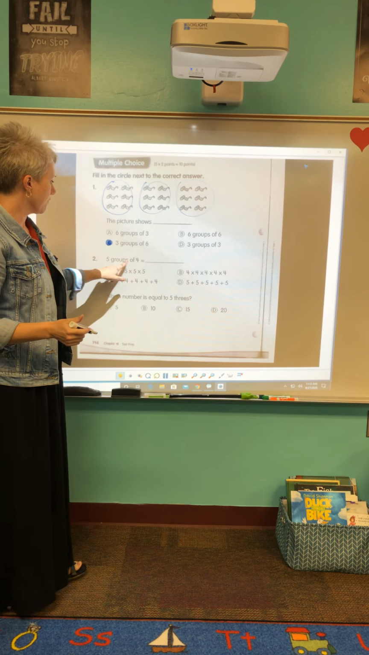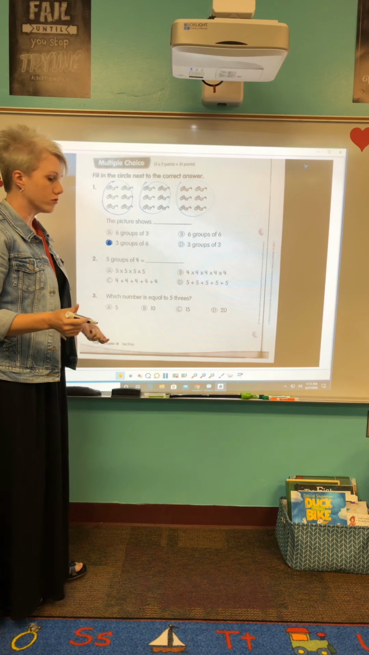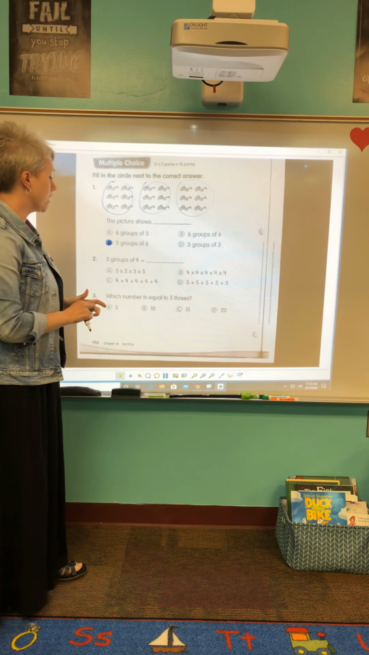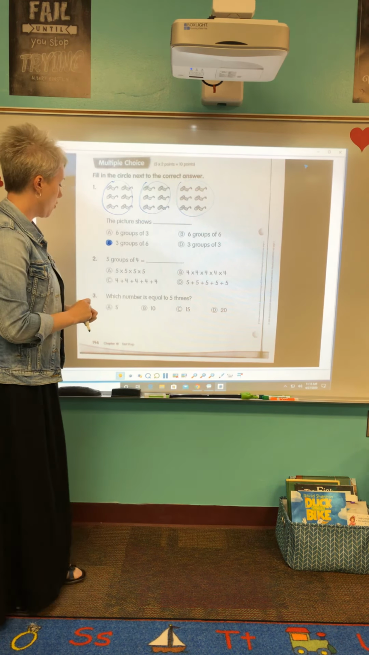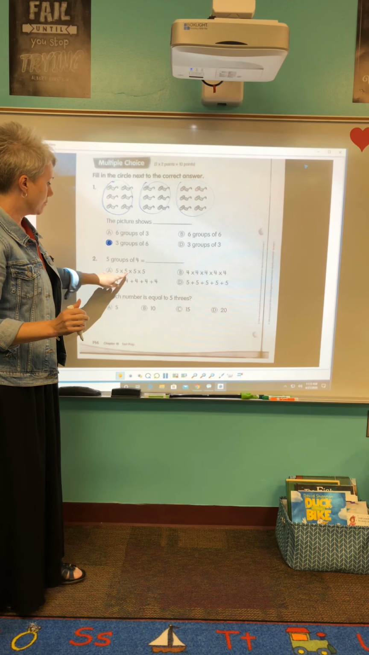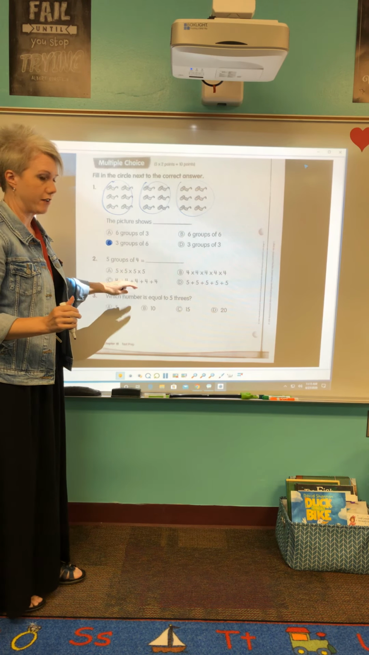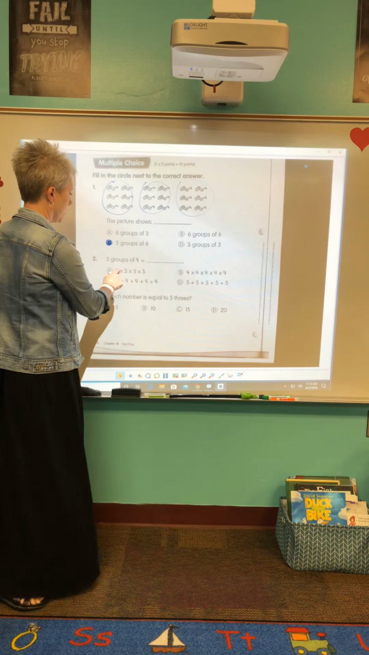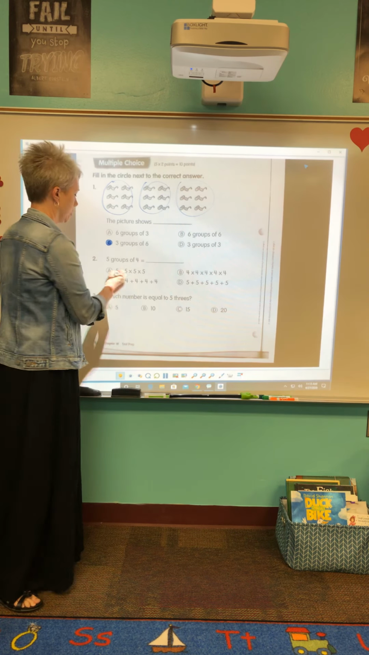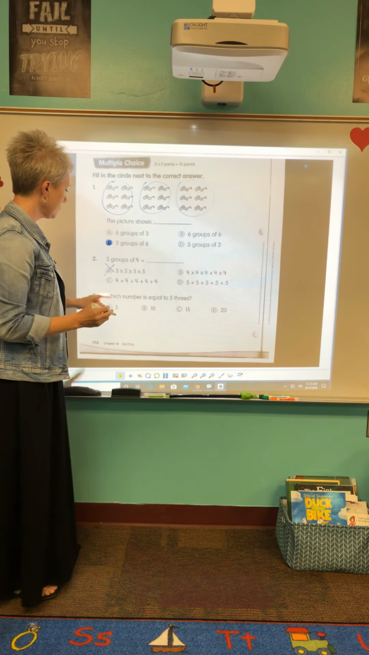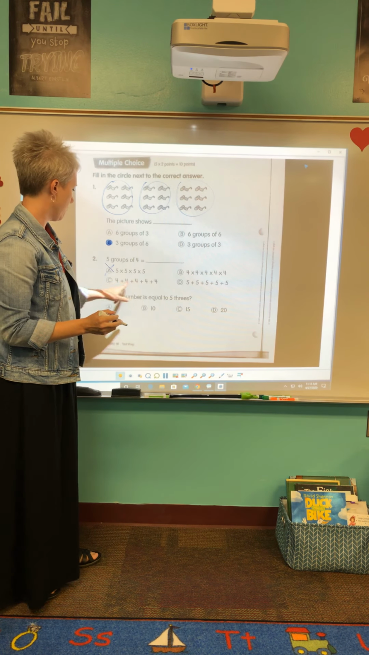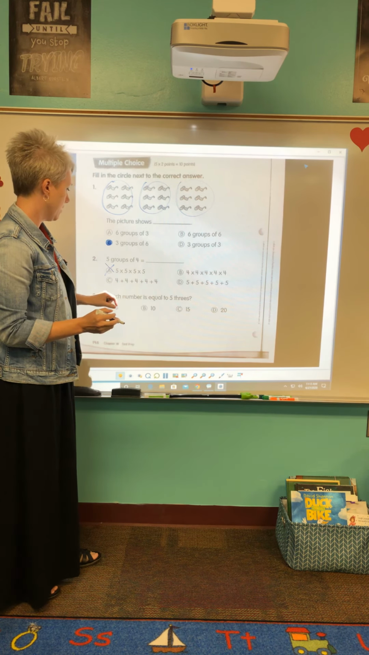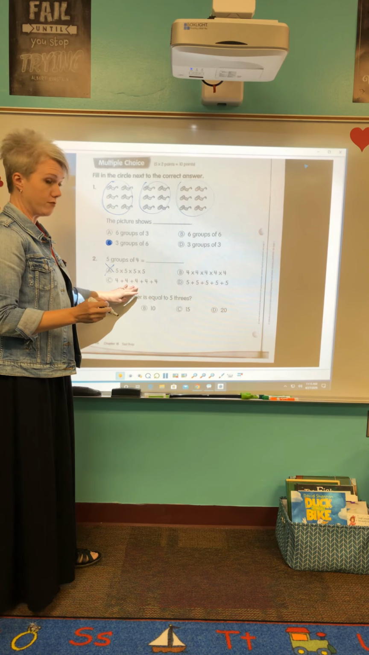All right, 5 groups of 4 equals which answer shows 5 groups of 4? So if we have 5 times 5 times 5 times 5, that's not 5 groups. 1, 2, 3, 4. I only have 4 numbers, so we know it's not A. Here I have a bunch of 4s. 1, 2, 3, 4, 5. Okay, that could be my answer.